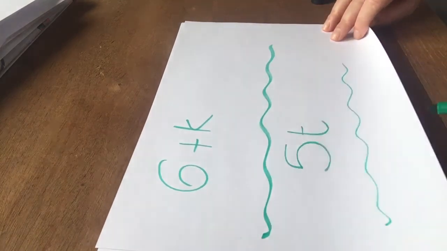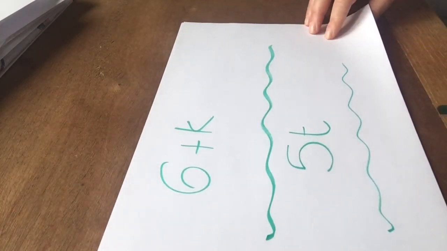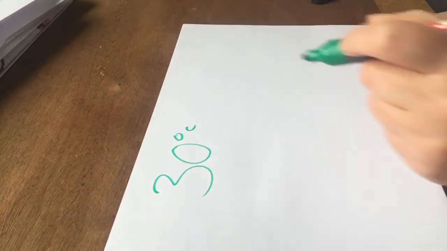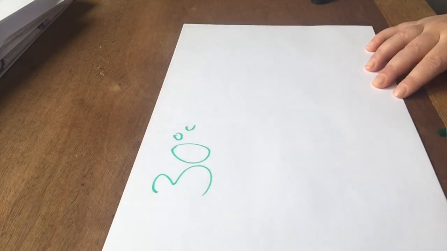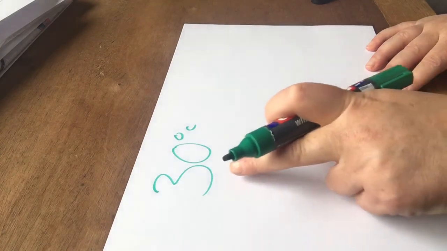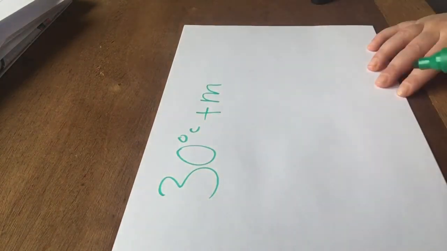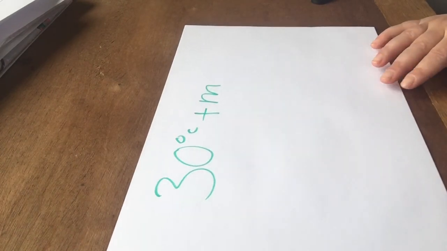Let's look at one more example together. So my last algebra question I'm going to do is, the temperature is 30 degrees Celsius, and it increases by m degrees. What is the temperature now? So I've got 30 degrees Celsius plus m. Okay, that would be my answer for that one.